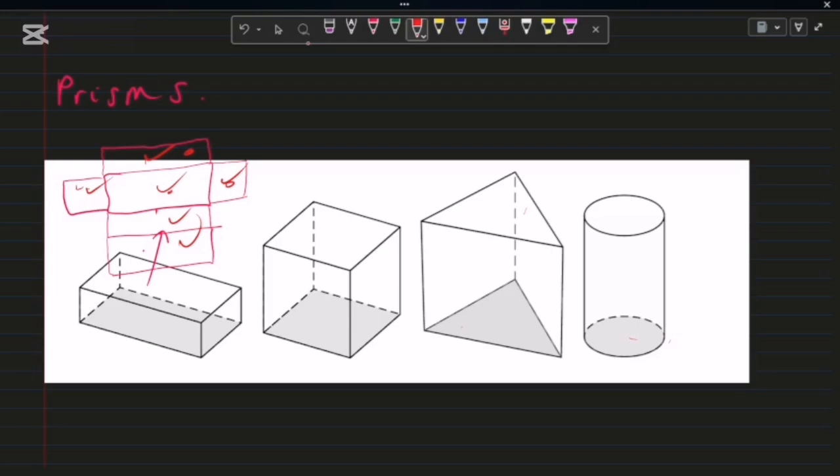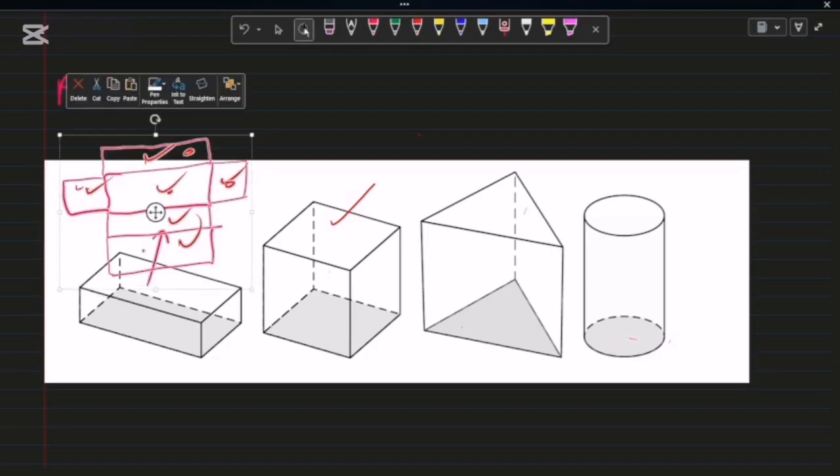Okay, so we'll do the same for this one. We'll basically imagine as if this is broken down into its nets, and then with that being said, you can see that the net will be made up of six squares. Okay, so we'll basically determine the area of one square and then multiply that particular area by six. Okay, and then that will give us the total surface area.